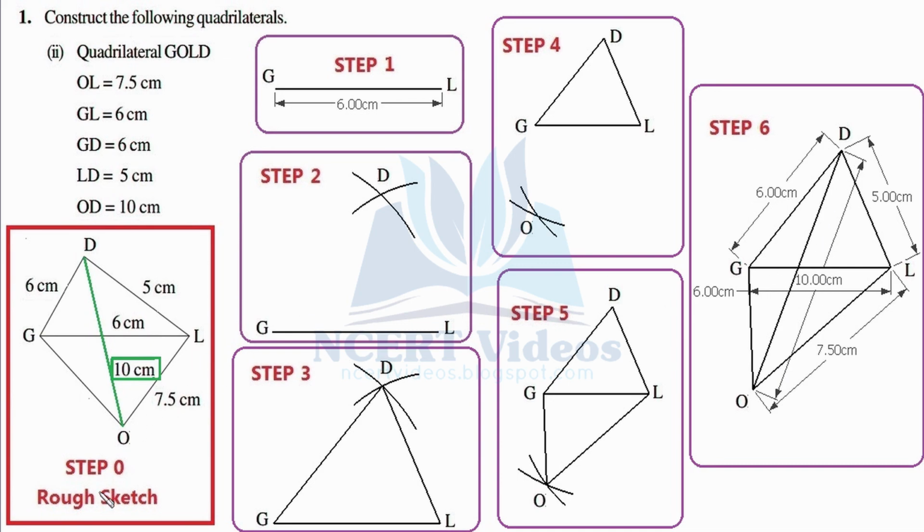Therefore, with the help of rough sketch, we easily constructed second part, that is quadrilateral GOLD. That completes our second part of question number 1, exercise 4.2.